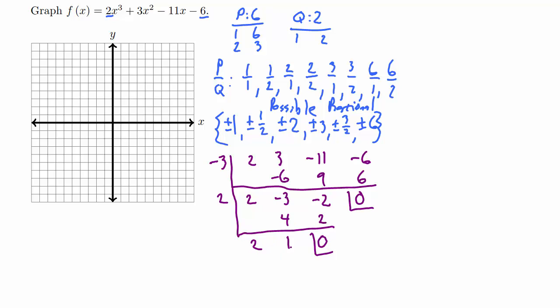And the two numbers here are just a linear function that gives me 2x plus 1. If I set that equal to 0, I subtract 1, divide by 2, so x is negative a half. So now I have my zeros: negative a half, 2, and negative 3. So I'm going to make a bit of a table here: the zero, the multiplicity, and the behavior.